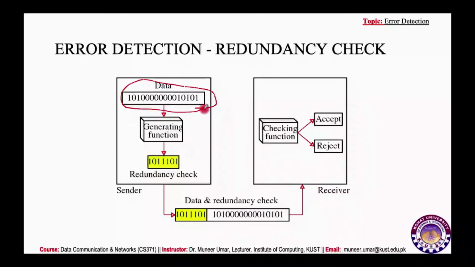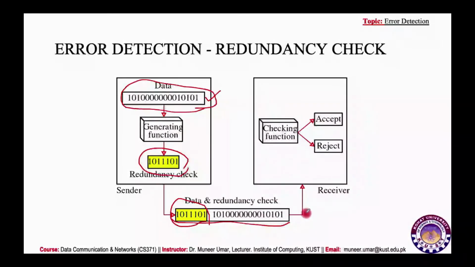First, data is taken, then a function is applied on the data, and some redundant bits are appended with the data. So the sender was supposed to send this data, but it sends this entire block, which is composed of actual data and the redundant data, which is generated by a function.